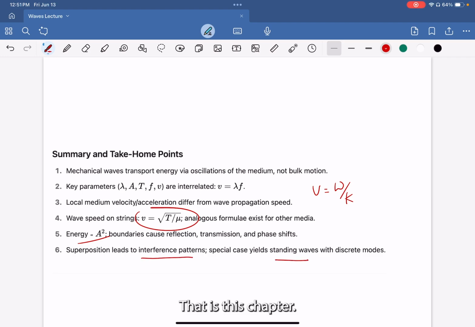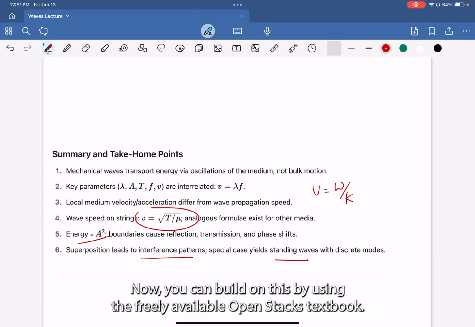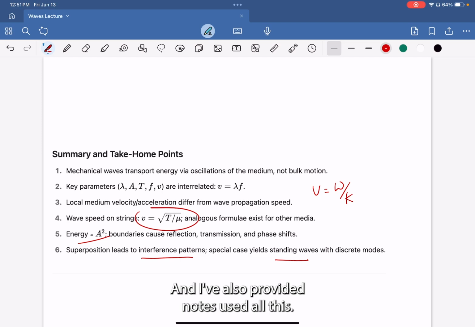That is this chapter. I know it's taken some time, but remember that that's one whole chapter. That's the concept. Now, you can build on this by using the freely available OpenStax textbook, and I've also provided notes. This will be a starting point.